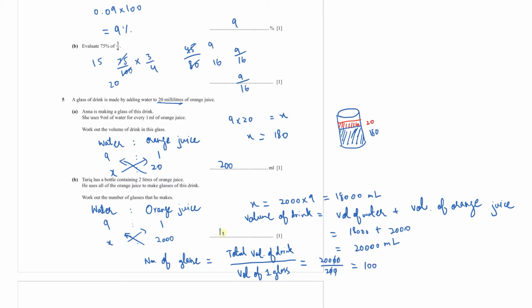So you can have 100 glasses of this drink that was made using 2 liters of orange juice, and then we calculated in those 2 liters of orange juice we added 18,000 milliliters of water. So total you had 20,000 ml of drink, and 100 glasses can be formed from that drink.